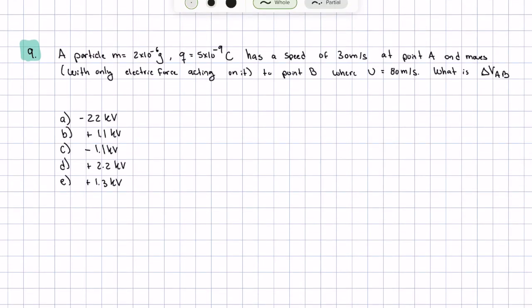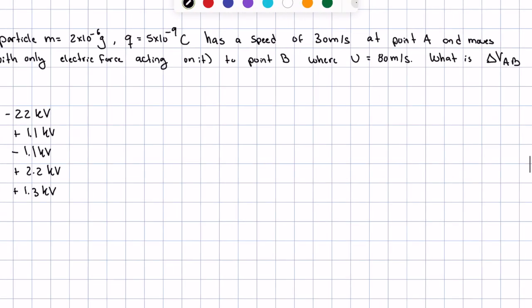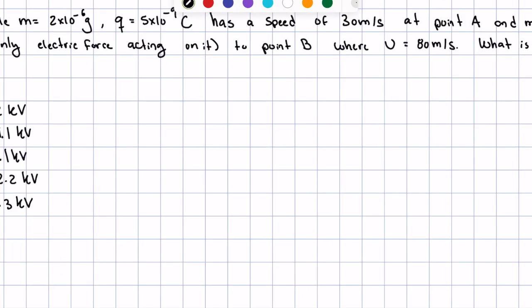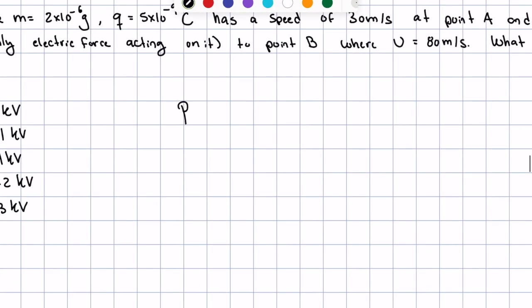In 9, you're told that you have a particle with a certain mass and a certain charge with a speed of 30 meters per second at point A, moving with only the electric force acting on it, to point B, where its speed is 80 meters per second. You want to know the potential difference between points A and B. So hopefully you remember that the link between potential energy, so say electric potential energy at point A, that's just going to be equal to Q times the electric potential at point A.